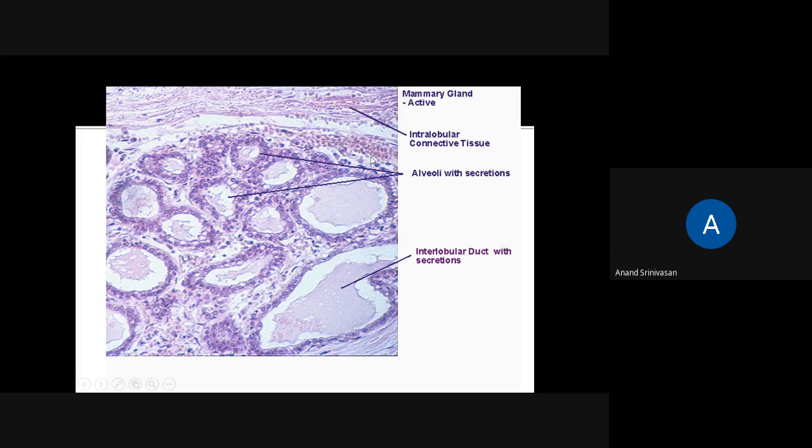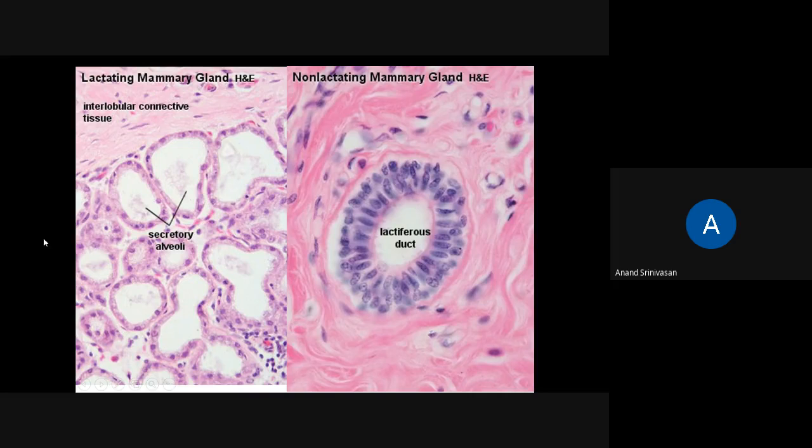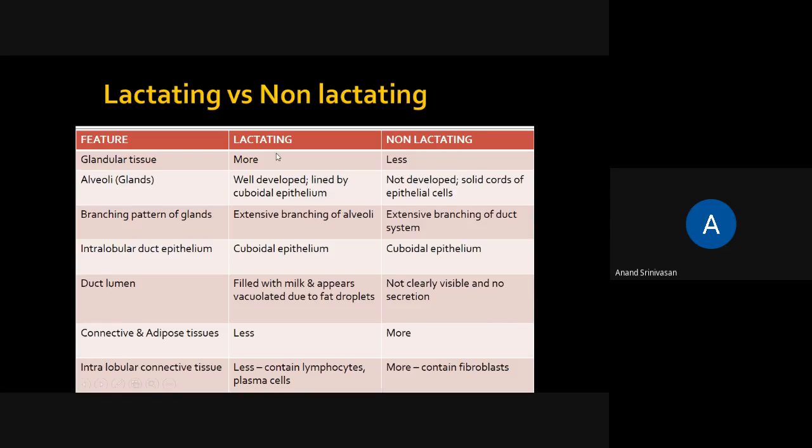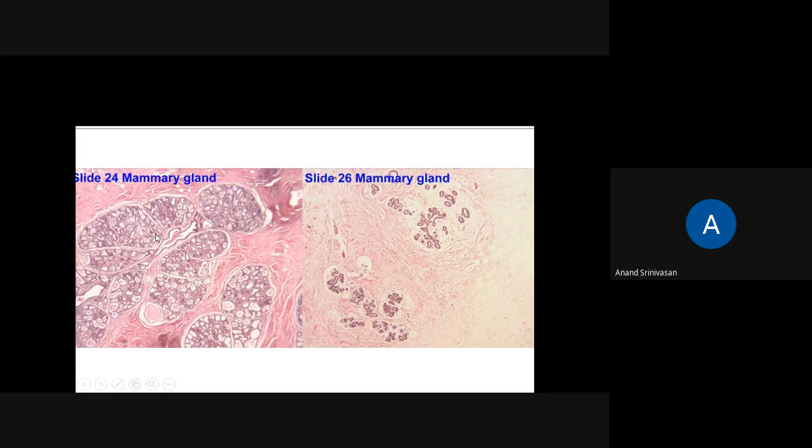So here you can see this is the lactiferous gland, which contains the milk, and this is the stroma, the connective tissue. Here you can see the gland. This is a duct which is composed of stratified cuboidal epithelium. So this is how we differentiate between a lactating breast and a non-lactating breast histologically. Here you can see this is a lactating breast histology and this is a non-lactating.